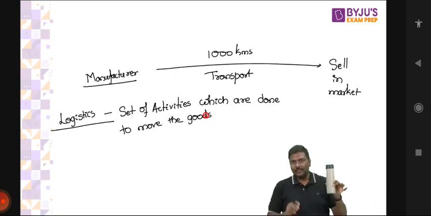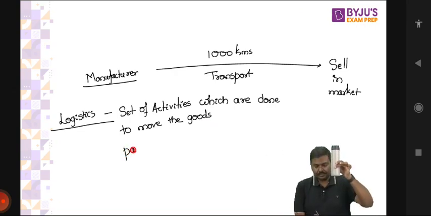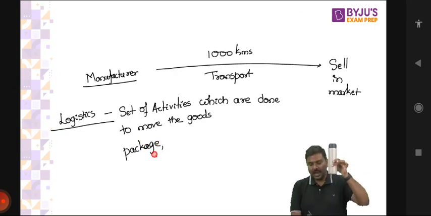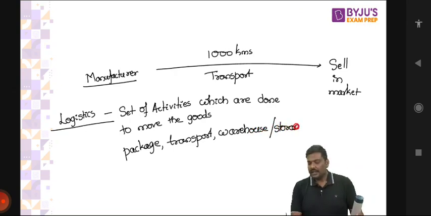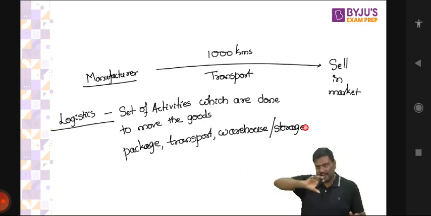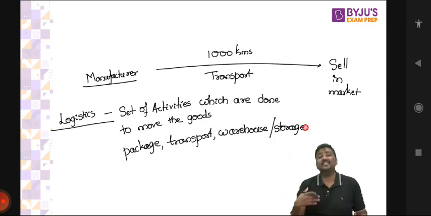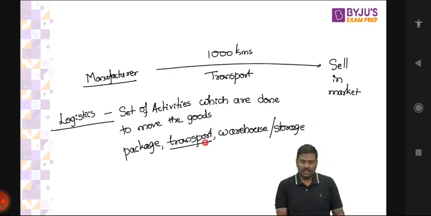I'll give you examples. Let me know if you disagree. When you manufacture the bottle, you'll have to package the product, transport the product, and also warehouse or store the product. Any problem here? Whenever you manufacture a bottle, you want to ensure that it will reach the market and be sold. So you will pack the product, transport the product, and store or warehouse the product.